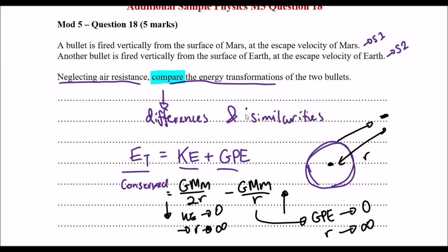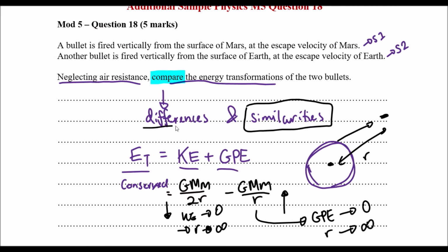So that's actually where the similarities between the two bullets will be. We will see a conversion or transformation from kinetic energy to gravitational potential energy as the bullet goes further and further away from the Earth. There's your similarities.